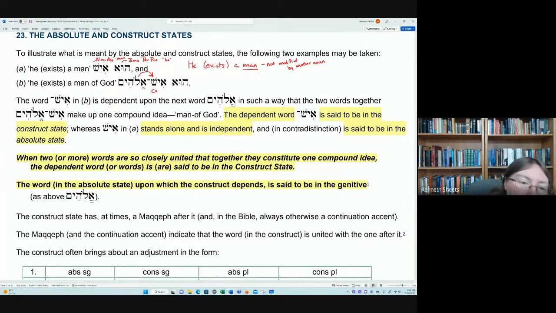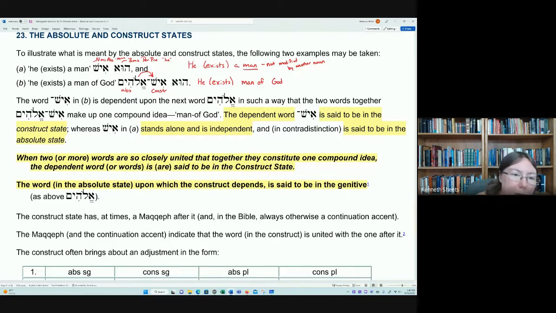So thus, this is a construct noun because of the fact that it is being modified by another noun, and Elohim is the absolute because it is the one that is doing the modifying. So thus, we would say, well, who is he? Again, we've got our understood verb of existence. And then ish, we would say man, but because it's construct, I'm going to translate it as man of. And then we have Elohim, which is the absolute, God here. So he exists, man of God.